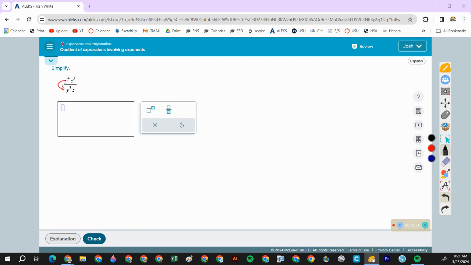All right, move this one down here, and this one up here. The top is left with z squared, and the bottom is a single y.